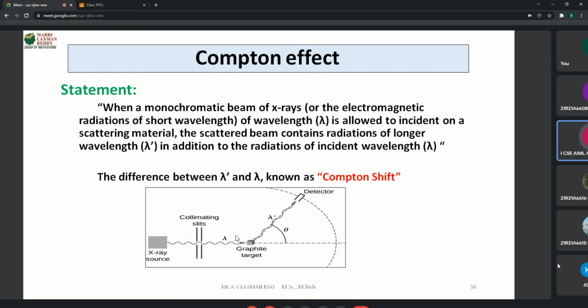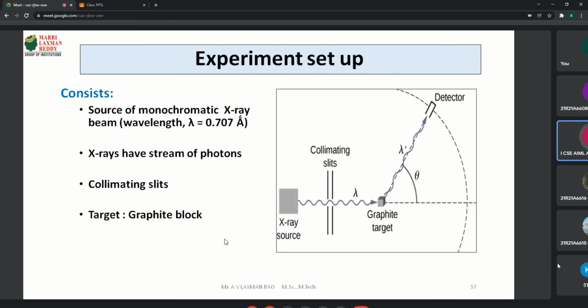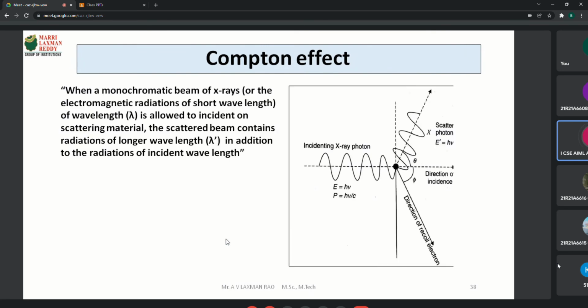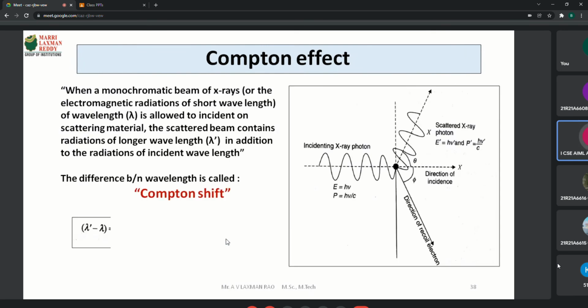Compton shift means what? What is shifting is the wavelength. Lambda is the input wavelength of the X-ray beam. After being scattered by graphite, this X-ray beam changes its wavelength. That is, an extended wavelength was observed. Extended means increased wavelength after scattering. Lambda dash is the increased wavelength, lambda is the incident wavelength. Lambda dash minus lambda is equal to a value they have derived, that is h by m naught c into (1 minus cos theta).